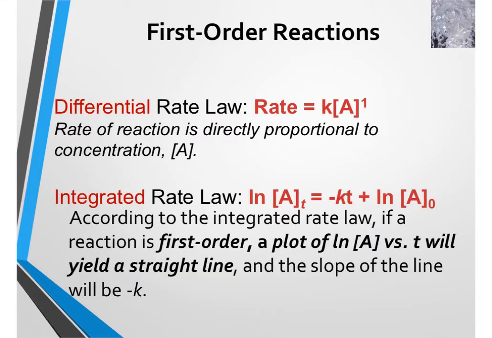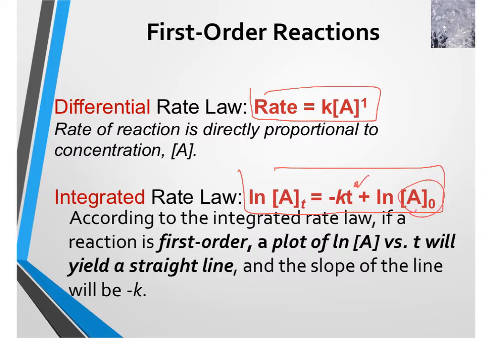For a first order reaction, again, here's the differential rate law for first order. Here's the integrated rate law for first order. Again, if you collected data, you would know your initial concentration of the reactant, and then you would monitor as a function of time how the concentration of A changed. And then you would make your 3 graphs to determine the order.